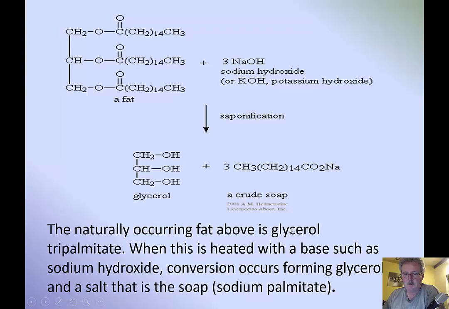The naturally occurring fat above is glycerol tripalmitate. When it's heated with a base such as sodium hydroxide, the conversion occurs, forming glycerol and a salt that is soap. So it's sodium palmitate. It loses the "tri" because there's no longer 3. It's separate into 1 group of each. There's 3 of them.